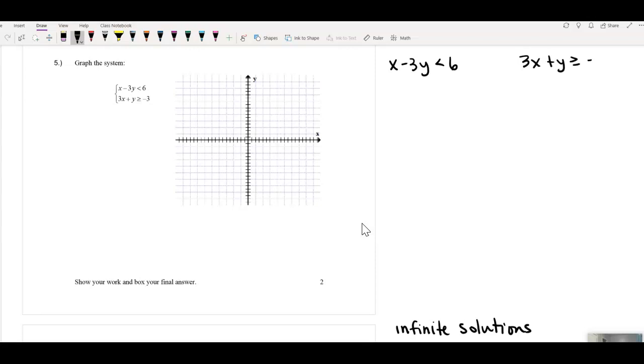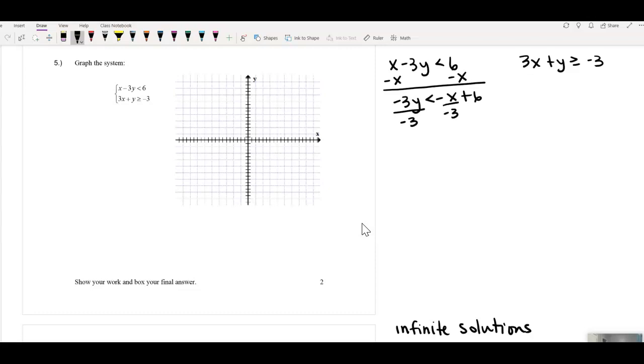So I'm trying to get these into the y equals mx plus b form, meaning I'm trying to solve this inequality so that y is by itself. So I'm going to first subtract x over, and then I'll have negative 3y is less than negative x plus 6. And then I'm going to divide by a negative 3.